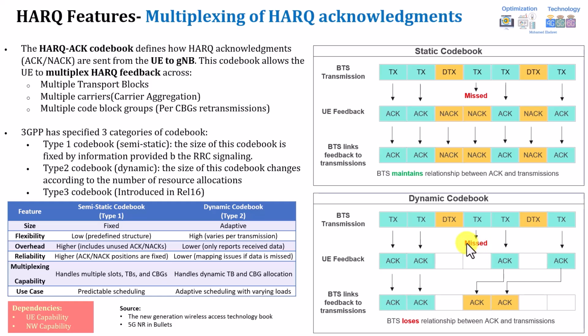I will explain this one next slide as well, but just keep it in your mind. We have this static codebook and dynamic codebook. Both of them decide how the acknowledgement and non-acknowledgement are sent, and what resources are used, the number of bits used by the uplink for the UE to send this kind of information, as we highlight in these two examples.